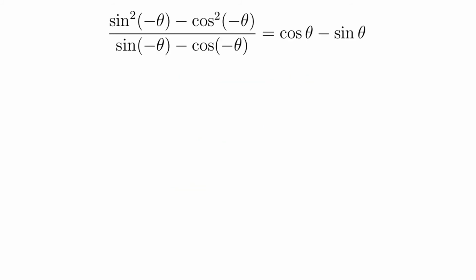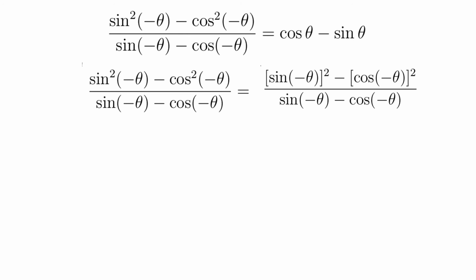The next example is more complicated. We would like to establish the identity shown. The best way to do so is to simplify the left-hand side until it matches the right-hand side. Just like we did in the last example, we rewrite the squared trig terms so that it's more clear that they are squared.